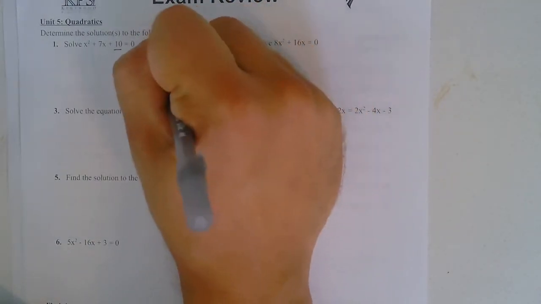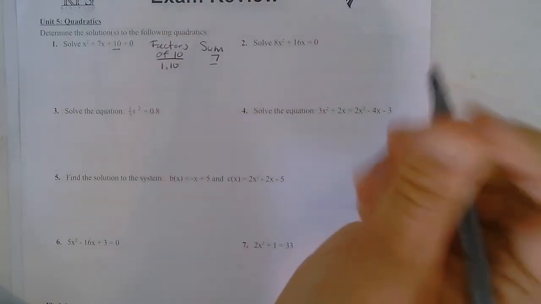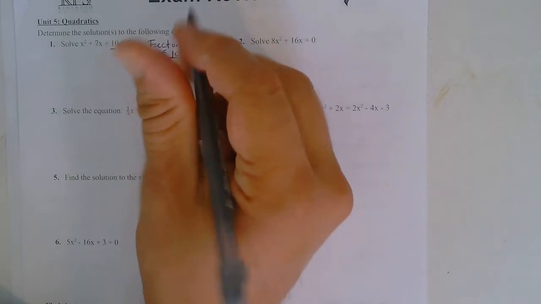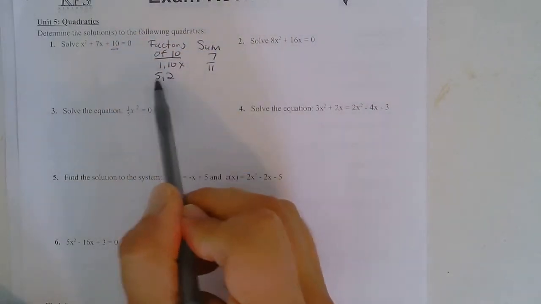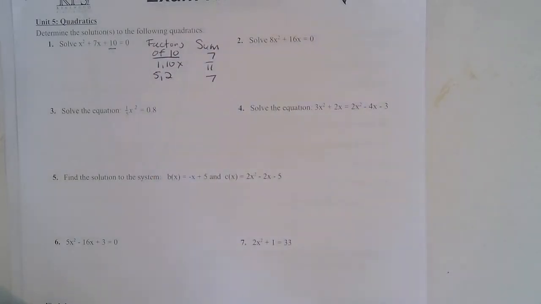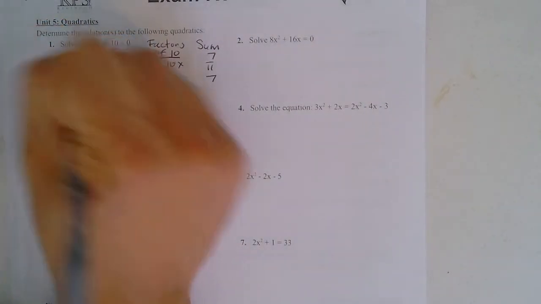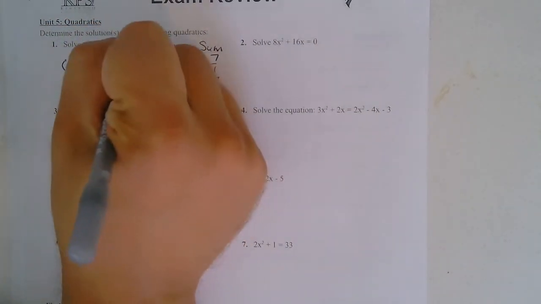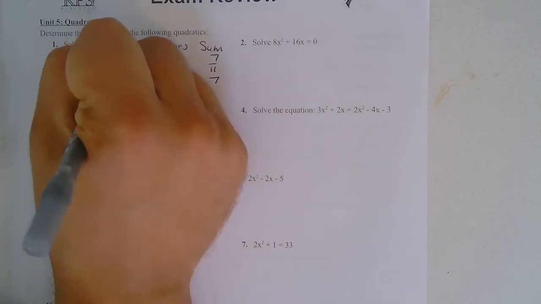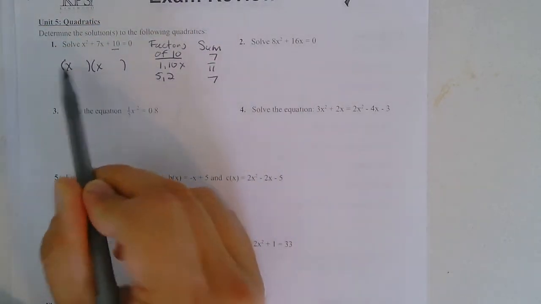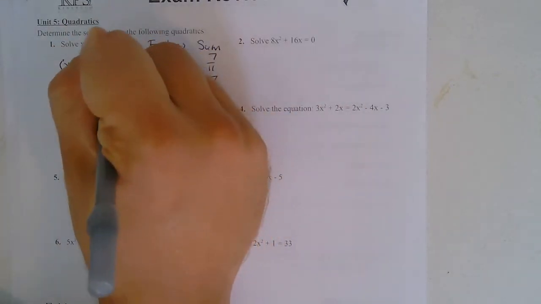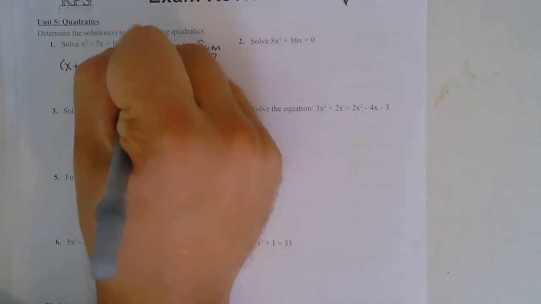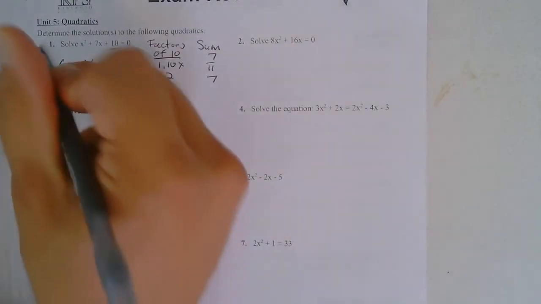So if I think about some factors, we could do 1 and 10, but that sums together to make 11, so that's not it. And then I can also multiply to make 10 by using 5 and 2, and 5 plus 2 is 7. So in factoring that, I know that my first number is going to be x and x, and then I can put the plus 5 and the plus 2 and set that equal to 0.